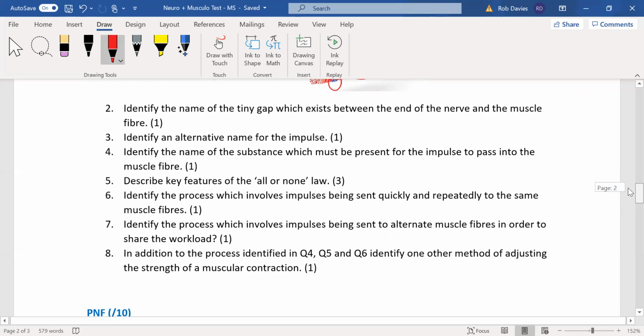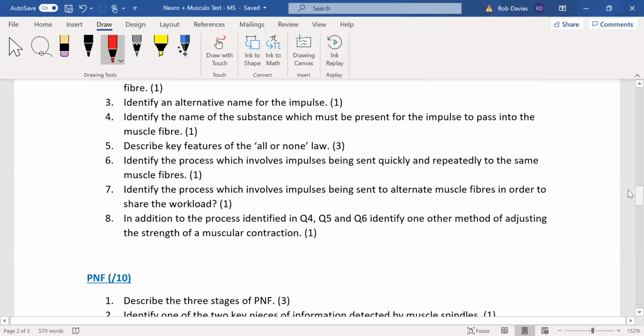Number 5, key features of the all or none law. So there's 3 things really that we're looking for here. In no particular order, but number 1 that I've got, all of the muscle fibers contract or none of them contract. So it's not a case that there's half of a contraction or some of the muscle fibers contract and others don't. When there's an impulse sent down the neuron, they either all contract or none of them contract. That would be the first one. Second mark for saying, so there's no partial contraction. So it's either all of them or none of them.